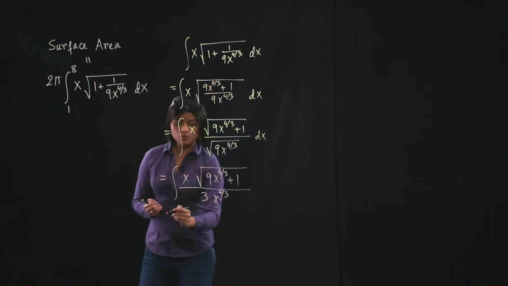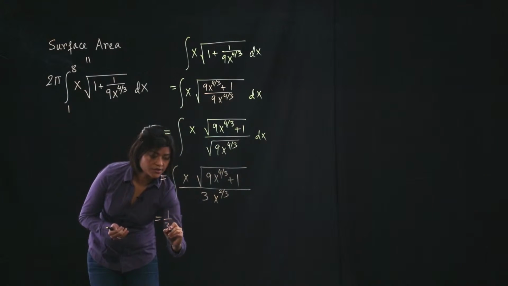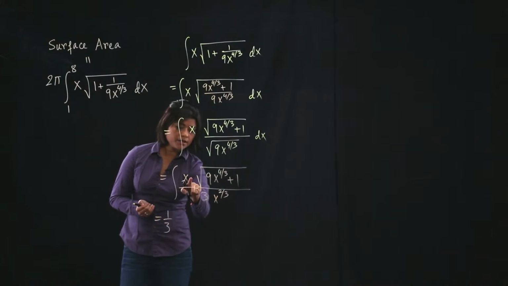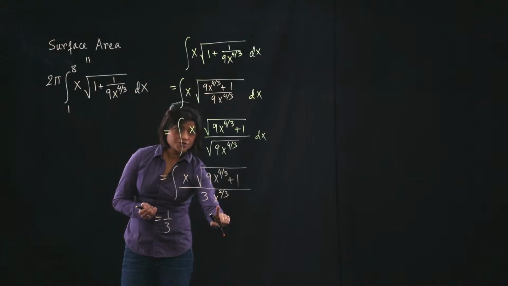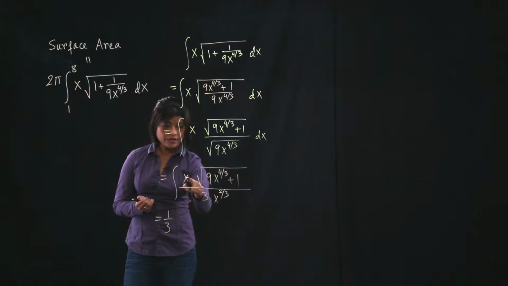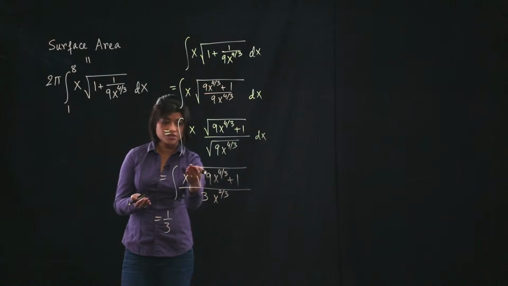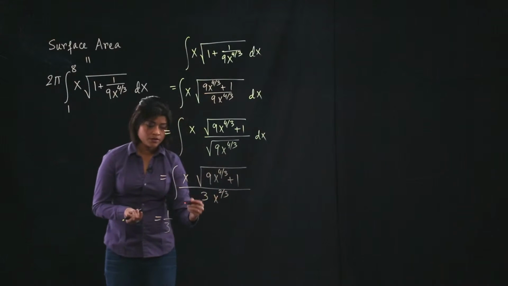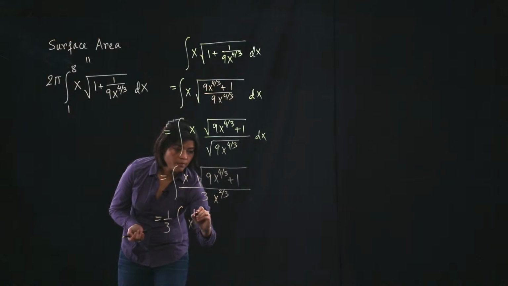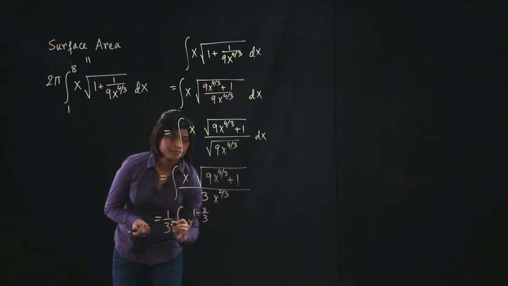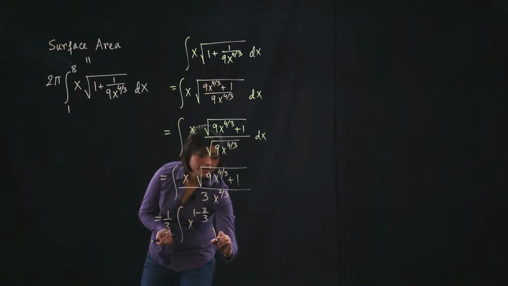You can pull out the 1/3 because it's just a constant, and then you can combine the x in the numerator with the x to the 2/3 in the denominator. You know they have the same base, x, so you just subtract the exponent. So you will have x to the power 1 minus 2/3. And then we'll still have the square root.